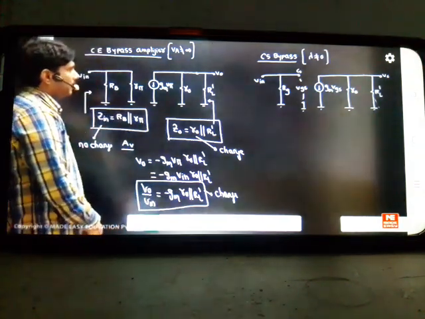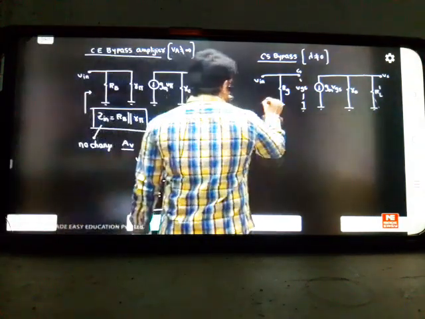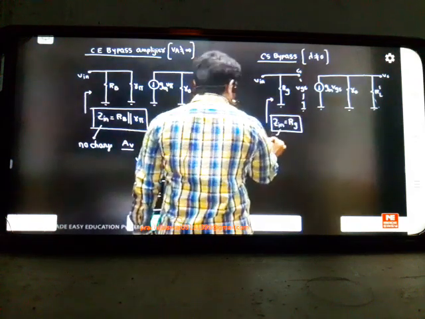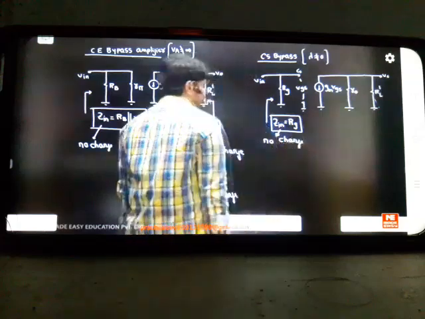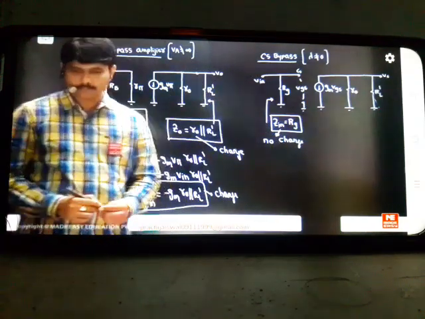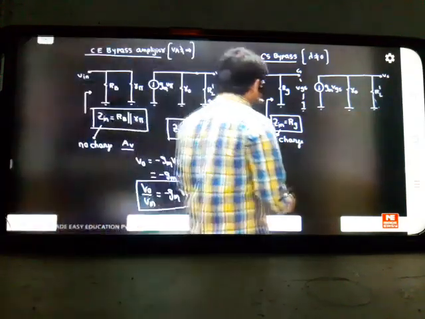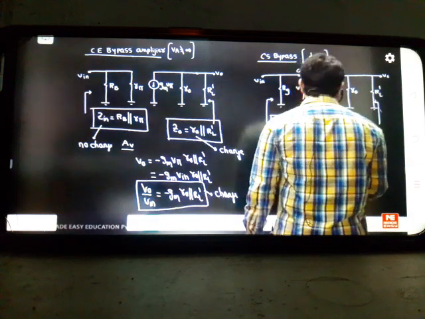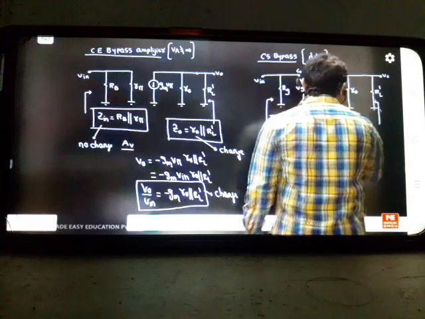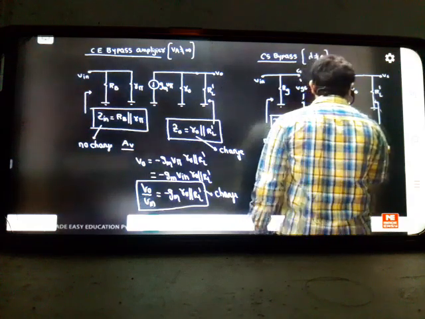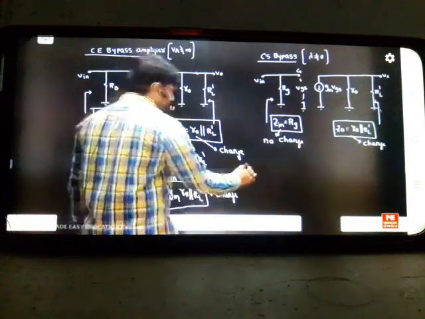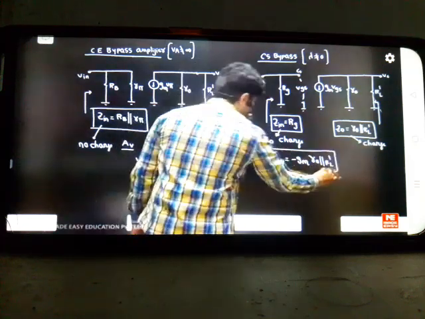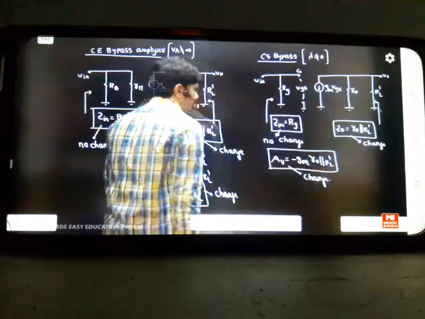So, common source bypass. If lambda is not equal to 0, what will be the answer? This is RG, which has no change. Your input impedance is RG. There is no change. Coming to the output impedance, it becomes R naught parallel to RL dash. There's a change here. And coming to the last point, the gain formula is minus Gm into R naught parallel to RL dash. There's a change here.